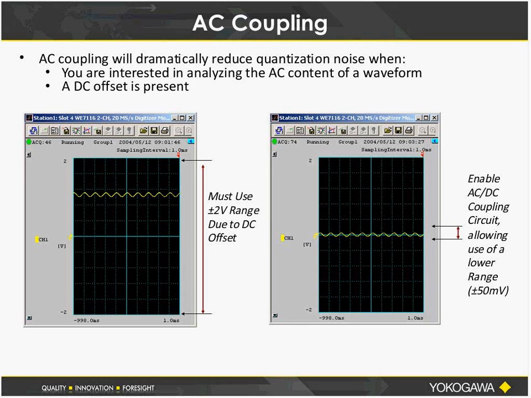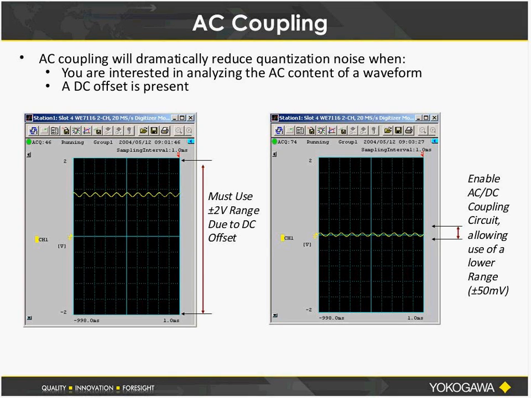Okay, so one other thing that's sort of related to improving quantization noise is something called AC coupling. Now, AC coupling is something that you see on almost all oscilloscopes, but you don't see it generally in data acquisition. You do see it on some data acquisition devices. So what does AC coupling mean? On the left-hand side, I have a signal with a DC offset and an AC component. Essentially, you can think about AC coupling as a high-pass filter.